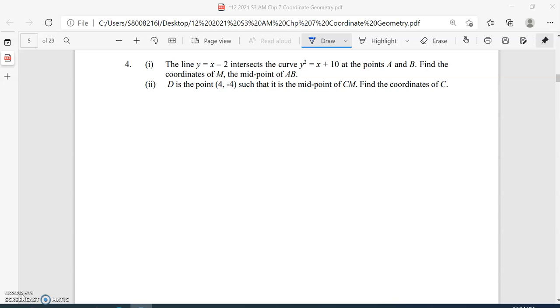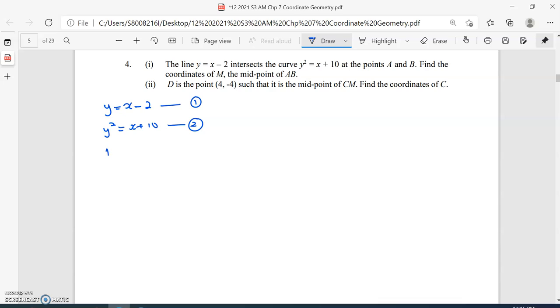So in order to find M, we must first know what A is and what B is, so that we can then calculate the midpoint. To find A and B, we know that A and B are the points of intersection of the curve and the line. So let's solve this simultaneously. I have my first equation, the line y equals x minus 2, and the other equation reads y squared equals x plus 10.